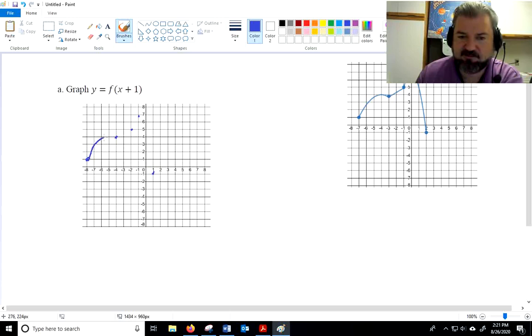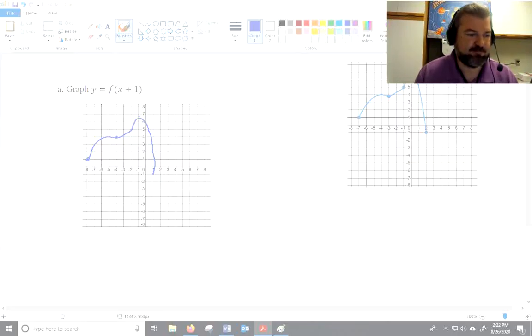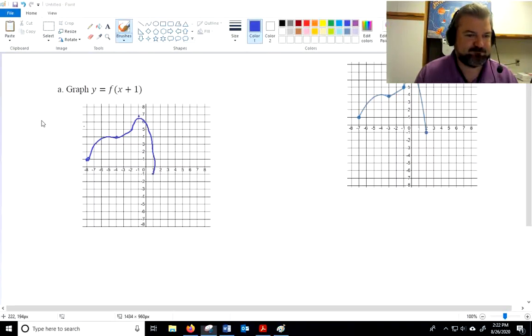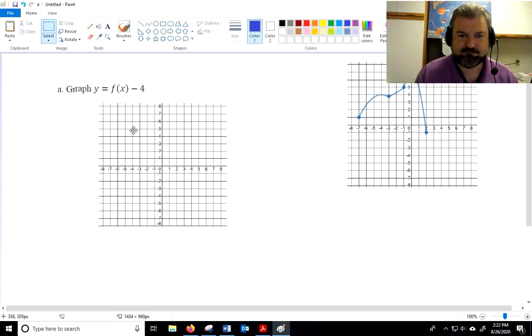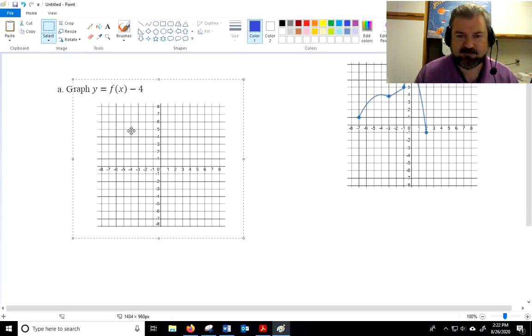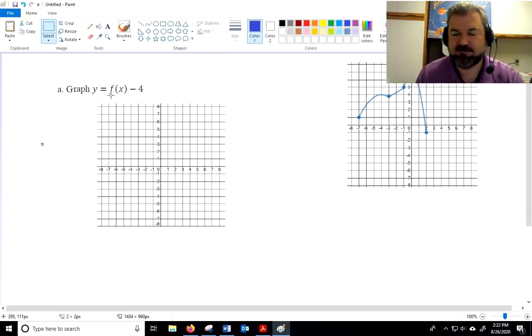And I know it's kind of a weird looking thing, but that's it. Likewise, we can shift it downwards. Let's do that one. Take all of these points here and shift all their y coordinates down.